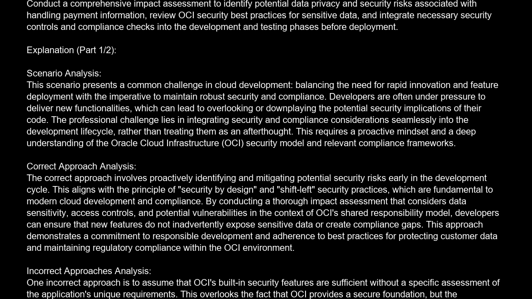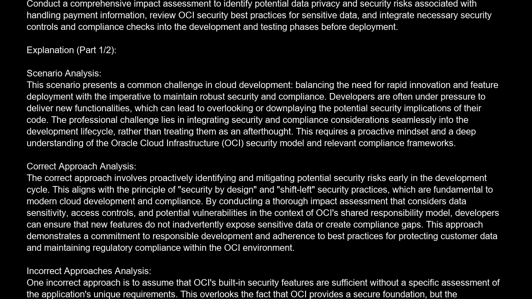This requires a proactive mindset and a deep understanding of the Oracle Cloud Infrastructure, OCI, security model, and relevant compliance frameworks. Correct approach analysis. The correct approach involves proactively identifying and mitigating potential security risks early in the development cycle.